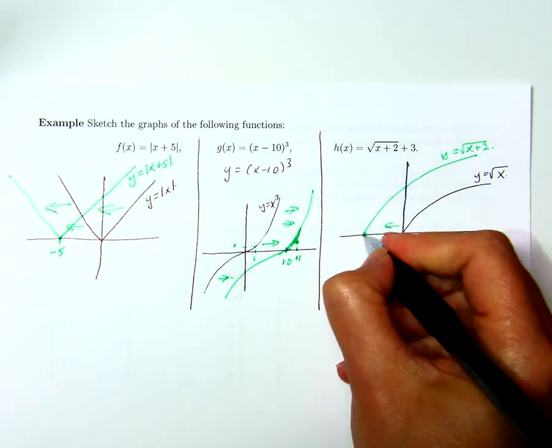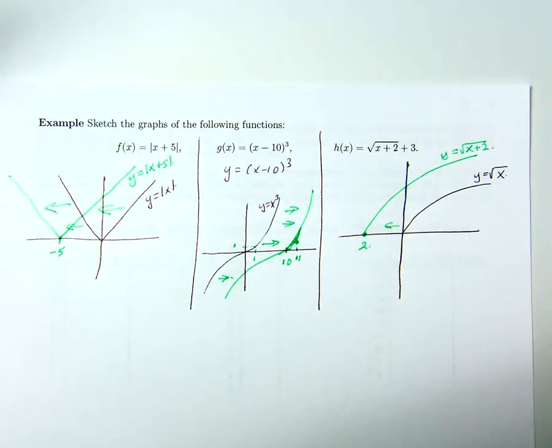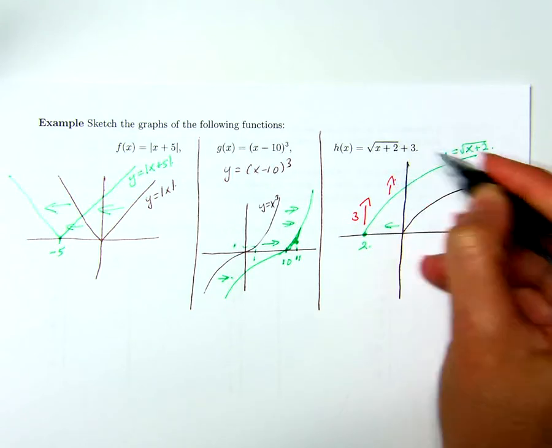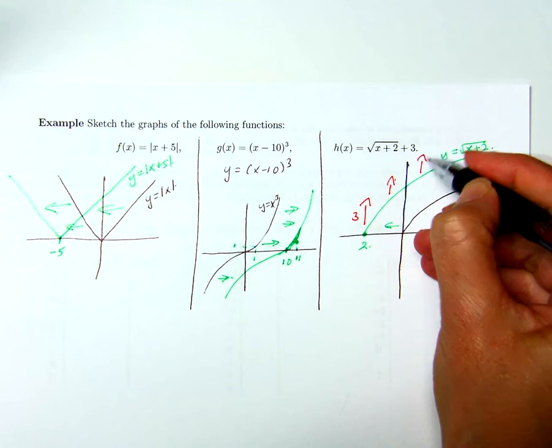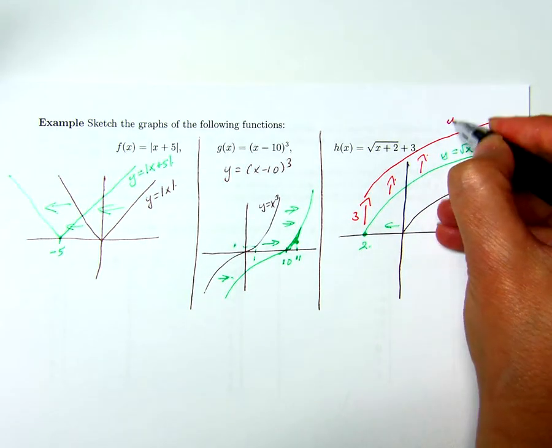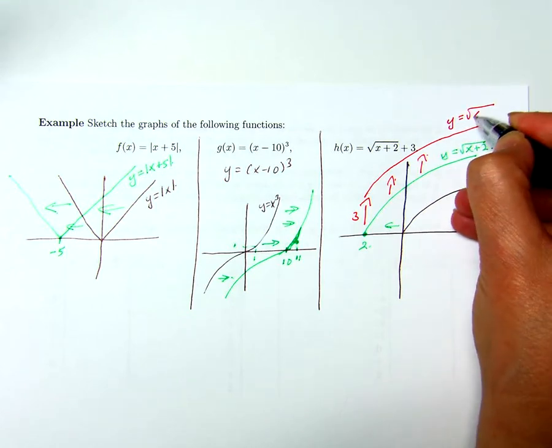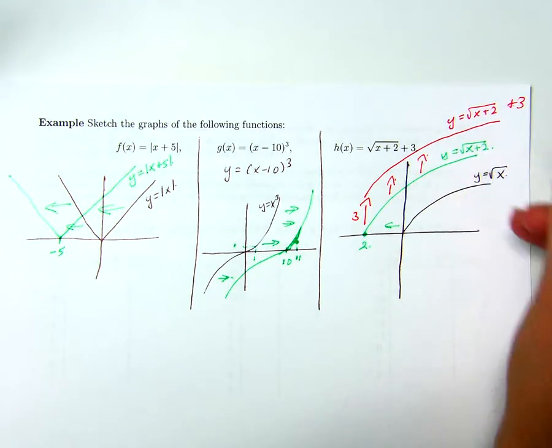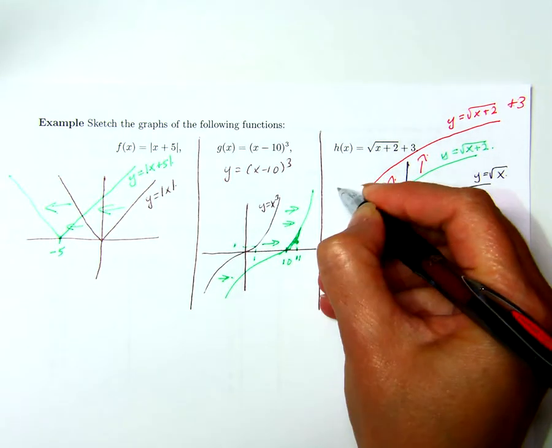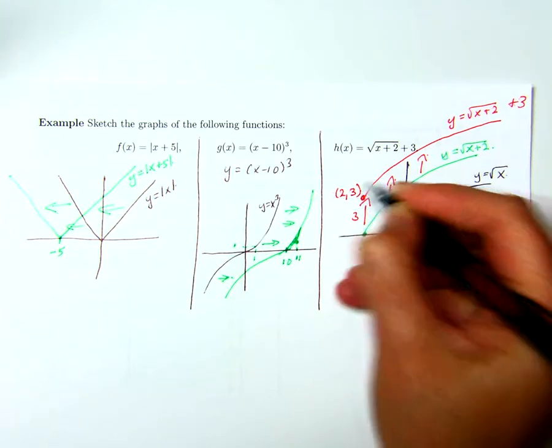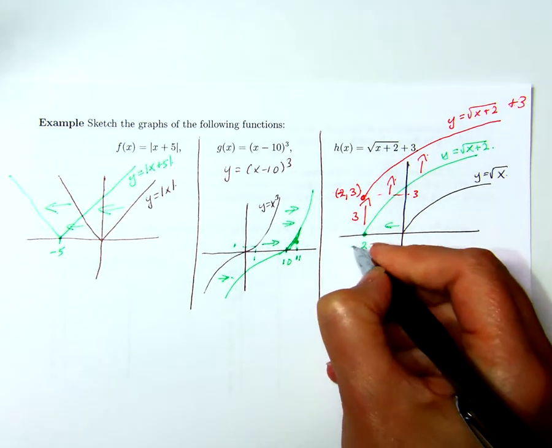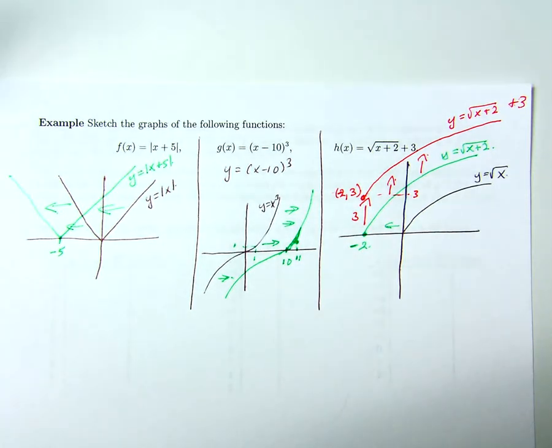So this point here is 2. I'm going to shift everything upwards by 3 units to get y equals this plus 3. And so that's going to start there. This is the graph of y equals the square root of x plus 2 plus 3. So the point here is the point negative 2, 3, sorry, that's a negative 2 there. Negative 2, 3 is on the graph.